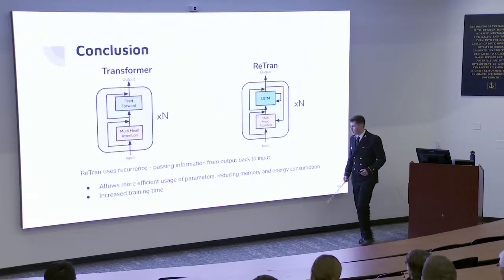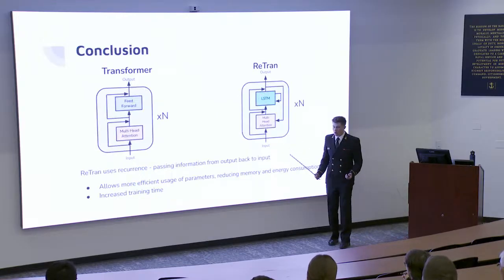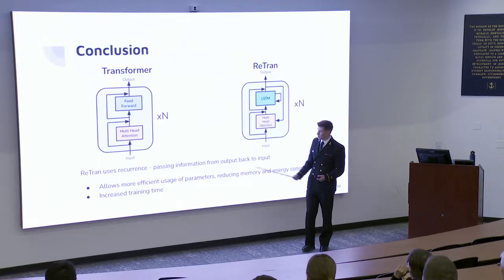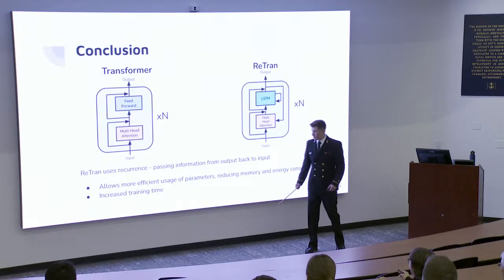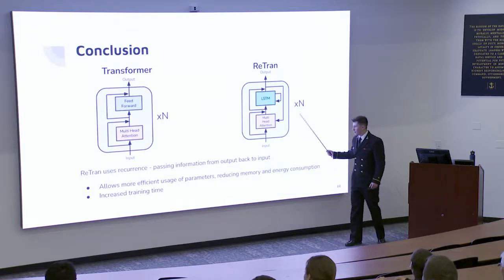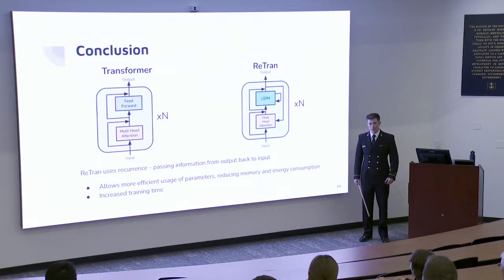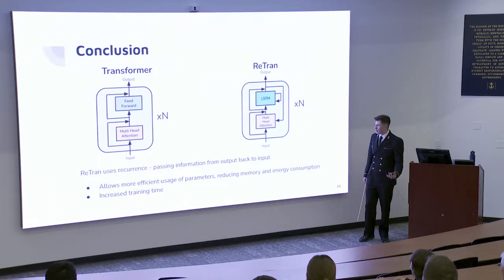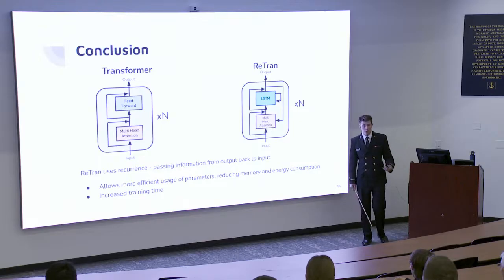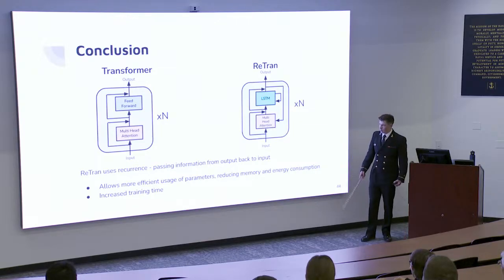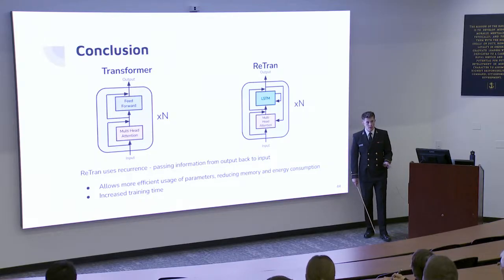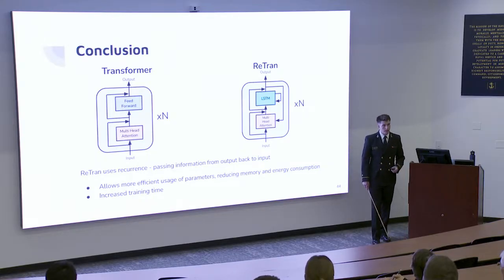So in conclusion, we developed a new machine learning architecture, the recurrent transformer, which reintroduces recurrence into the transformer architecture, passing information from its output back into its input. This allows for much more efficient usage of parameters, reducing the model's energy and memory footprint. However, it does result in an increased training time, roughly 3 to 5 times longer over our data sets.